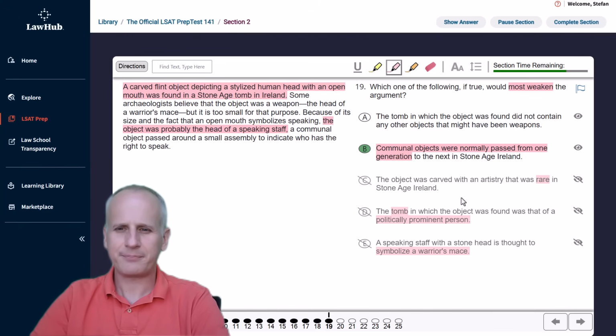But going back to A, the tomb in which the object was found did not contain any other objects that might have been weapons. Well, that makes it seem like it wouldn't have been a weapon, which leads to the idea that it might have been the head of a speaking staff. So again, choice A actually kind of is a reversal, which is often one of the more difficult reasons to eliminate. It's very reasonable to hold on to A for the first pass. But B absolutely attacks the conclusion directly by saying, actually, you're not going to find communal objects, of which a speaking staff is one, in a tomb because they were passed from one living person to the next living descendant.